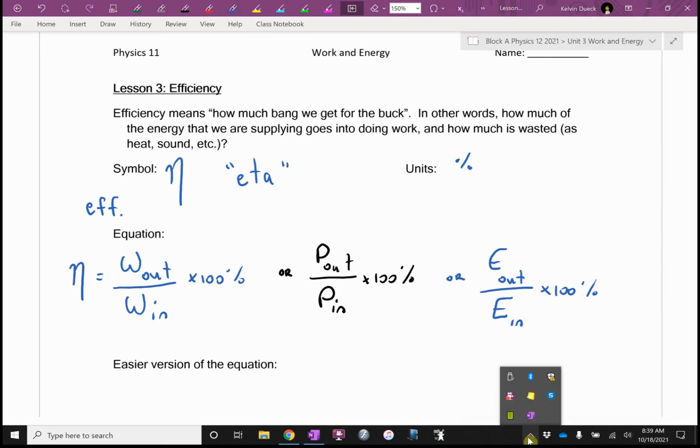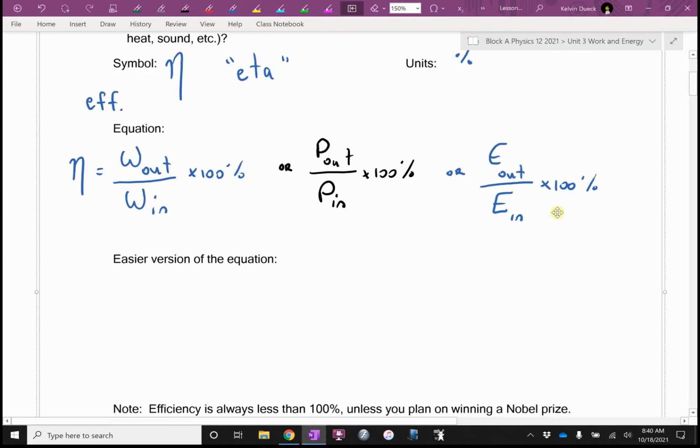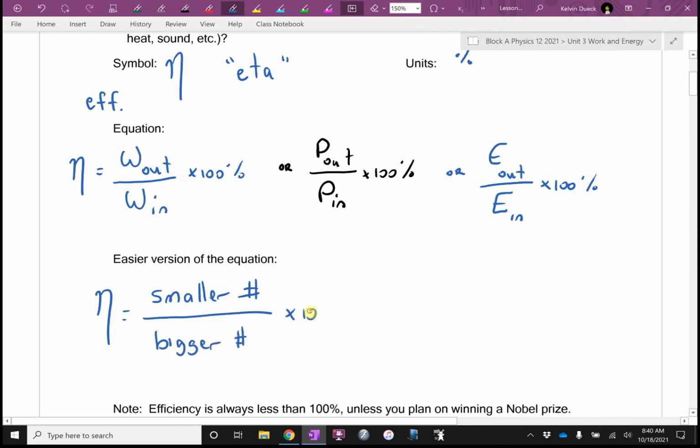Of course, there's probably an easier version of the equation, and there is. This is how I remember if I'm doing efficiency. I know that efficiency is always the smaller number on top divided by the bigger number on the bottom, and then times 100%.